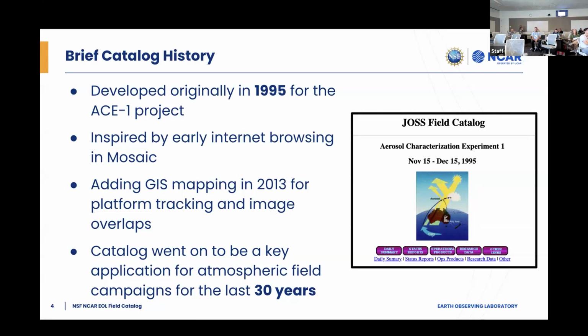And then in 2013, we made the GIS mapping tool called Catalog Maps that really was a big breakthrough for the catalog as well. So the catalog has gone on to be a key application for atmospheric field campaigns now for the last 30 years.